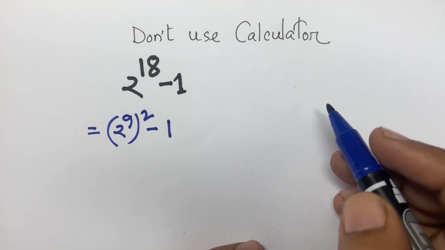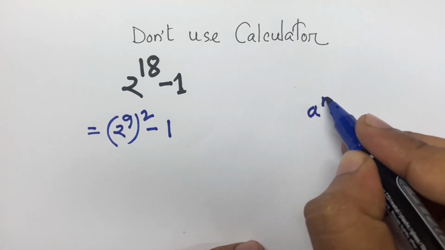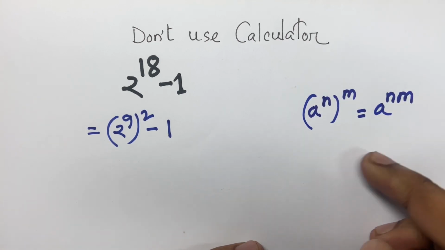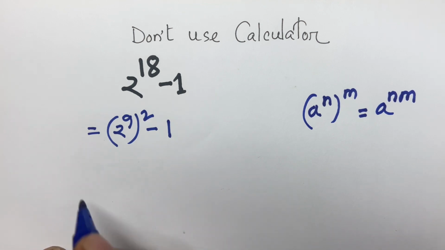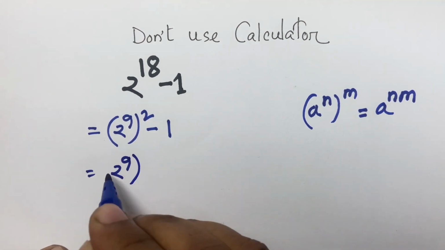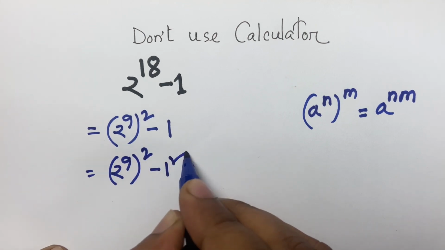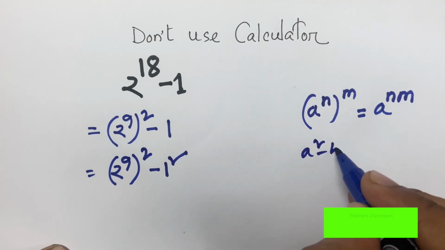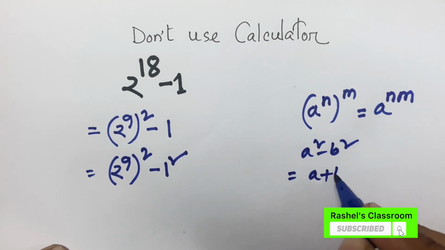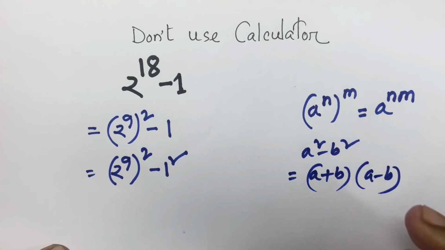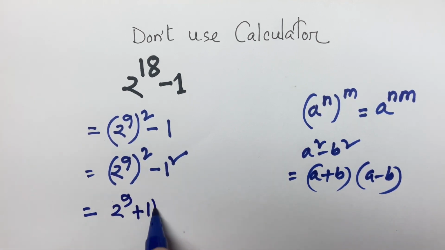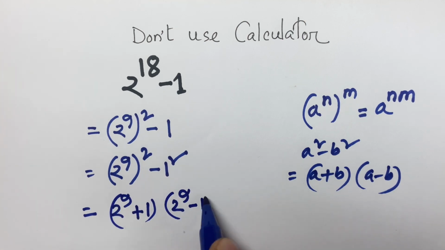According to exponential rules, a to the power n, to the power m, equals a to the power n times m. I follow this formula in this line. Now I can say (2 to the power 9) squared minus 1 squared. We know that according to math rules, a squared minus b squared equals (a plus b)(a minus b). I follow this formula in this line, so this is a, this is b, so a plus b and 2 to the power 9 minus 1.